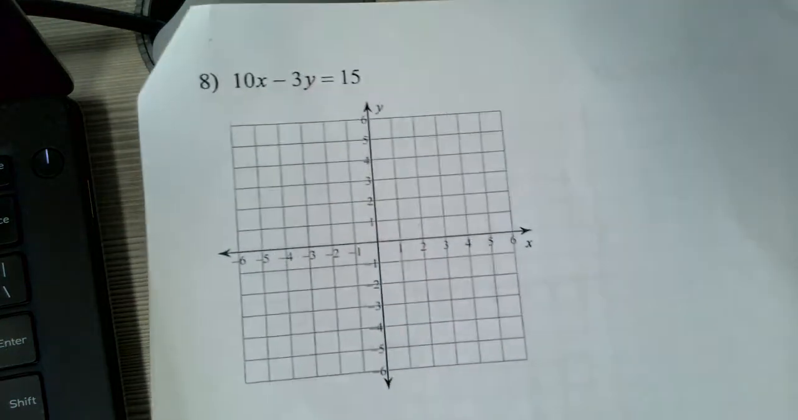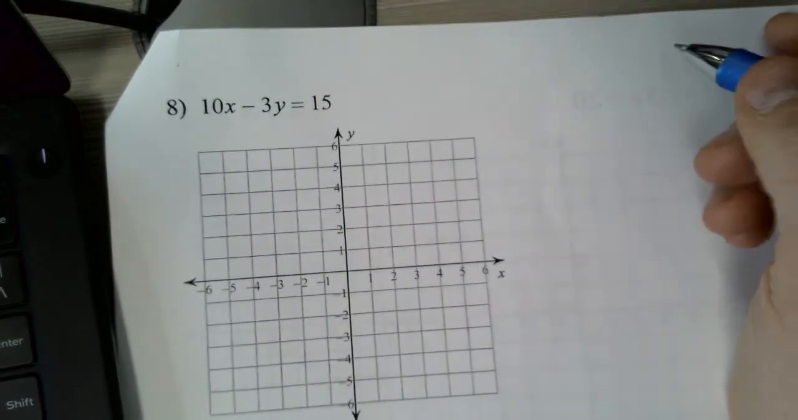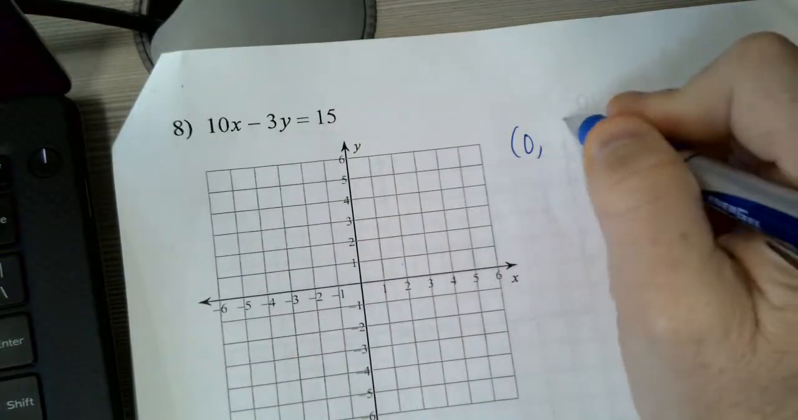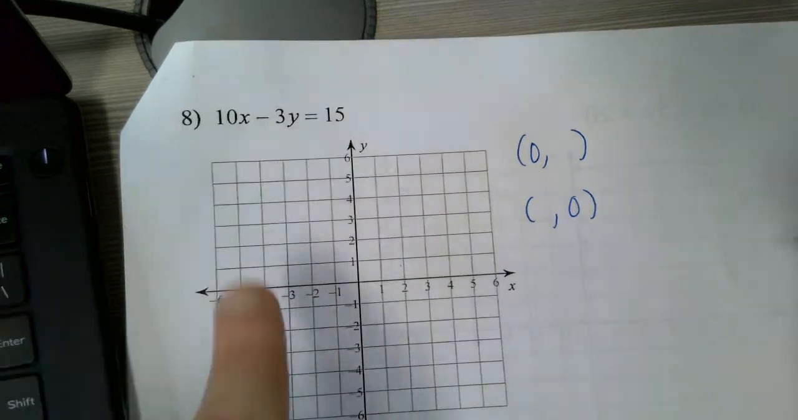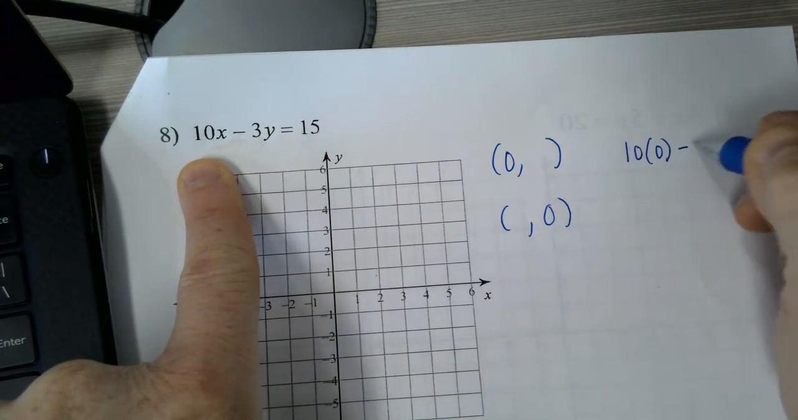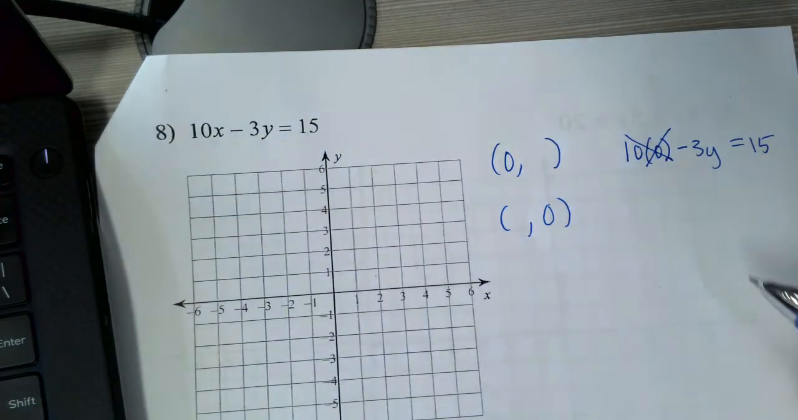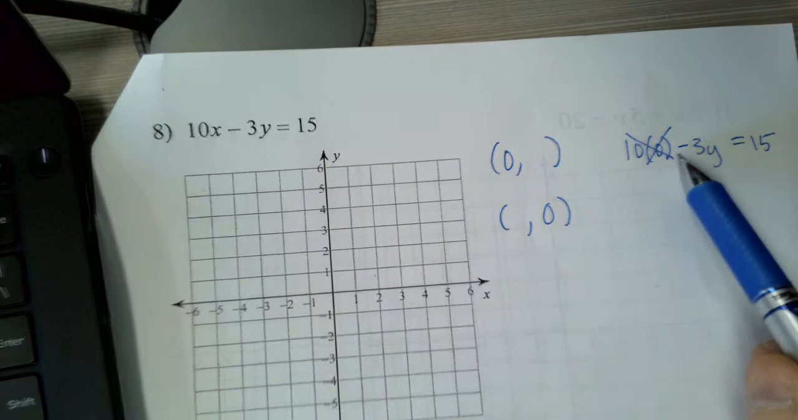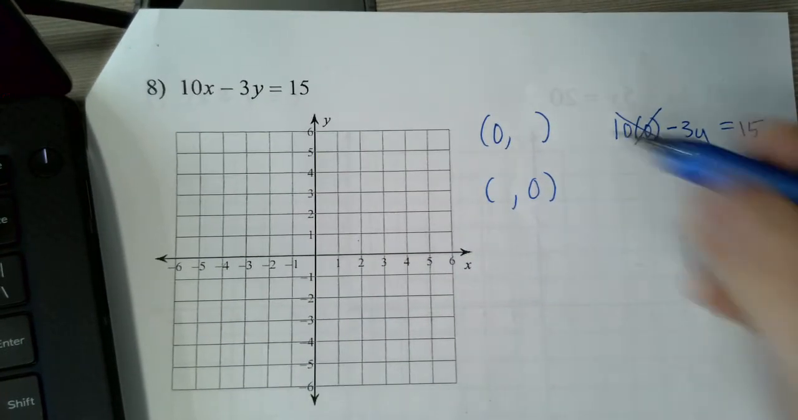All right. This one is going to get a little different. 0, 0. So let's look and see first. I'm going to do this for you, Gracie. Let's look and see first if x is 0. That gets rid of our x term. What is y? -3 times what is 15? -5.